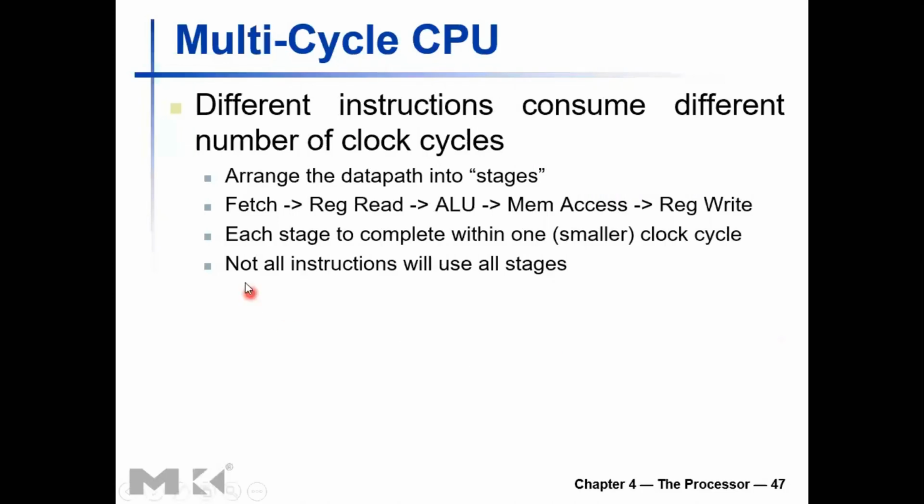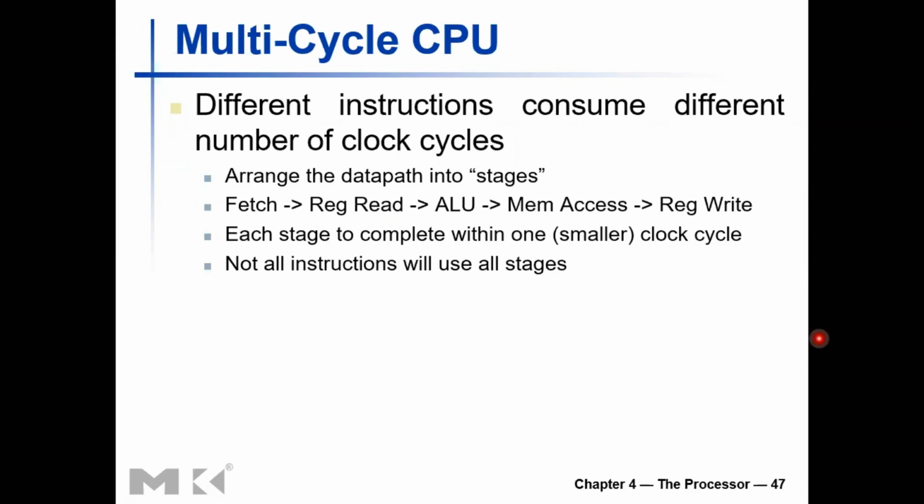How can we divide this? We can roughly say instruction fetching can be done in one clock cycle, register reading in another, ALU operations in another, memory access in another clock cycle, and register writing in another clock cycle. So we divide the data path into 5 stages like that, and you can complete each in one clock cycle. That clock cycle is smaller compared to the original clock cycle.